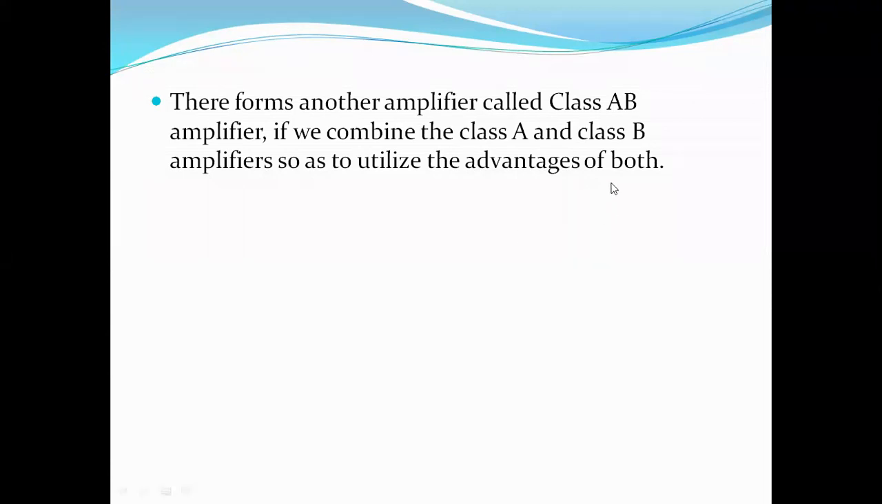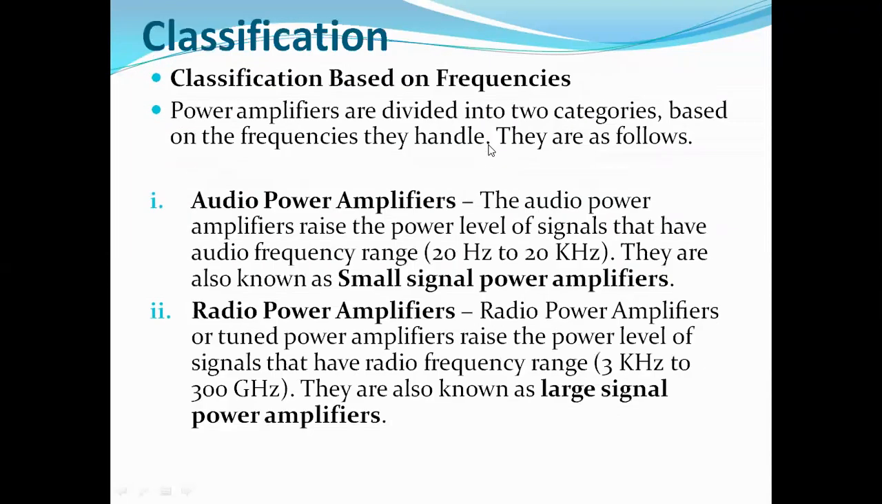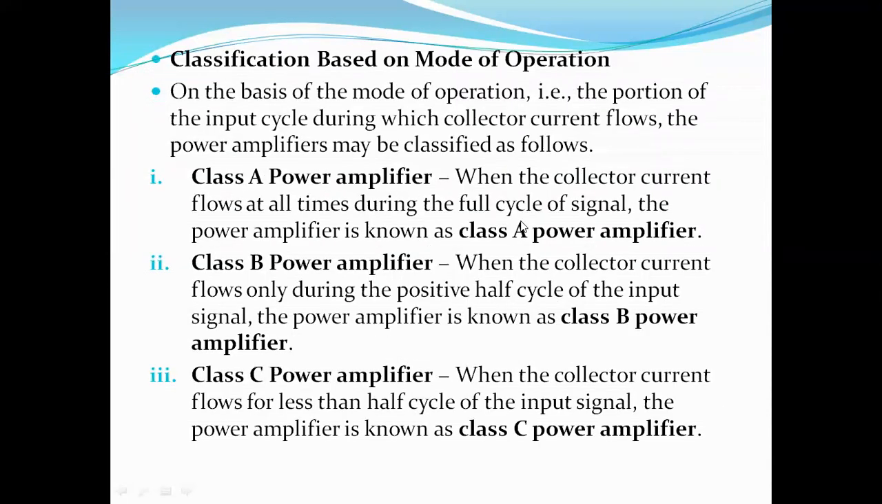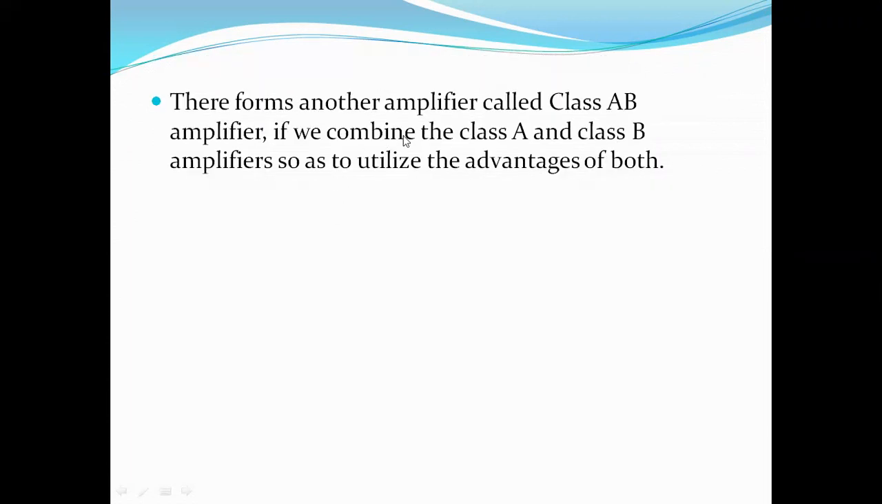Okay. In class A, the transistor conducts for the full cycle, that is 360 degrees. What is class B? In class B, the transistor conducts for only 180 degrees. So class AB is the combination of class A and class B. In class AB amplifier, the transistor conducts greater than 180 but less than 360. Okay, it is not class A, it is not class B.